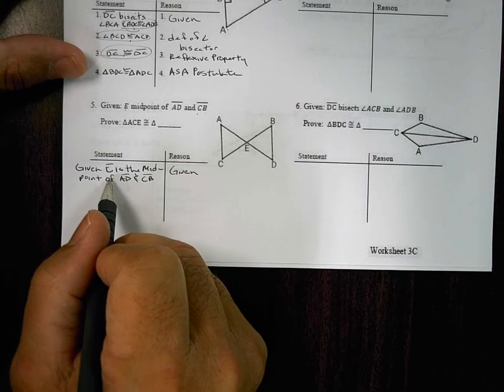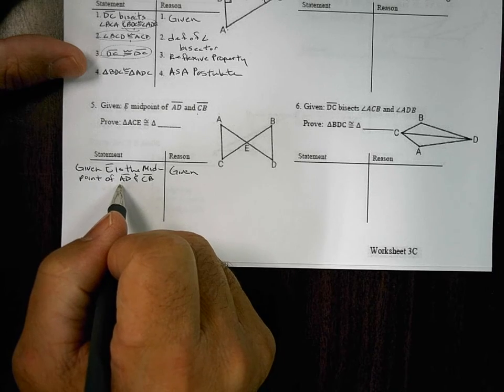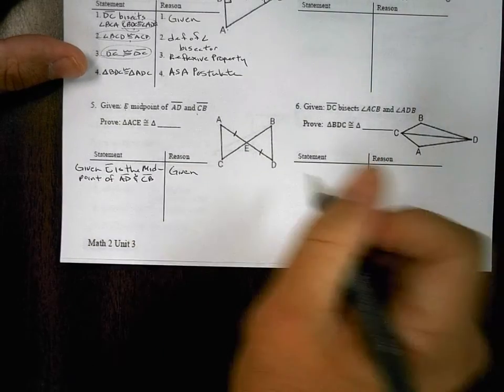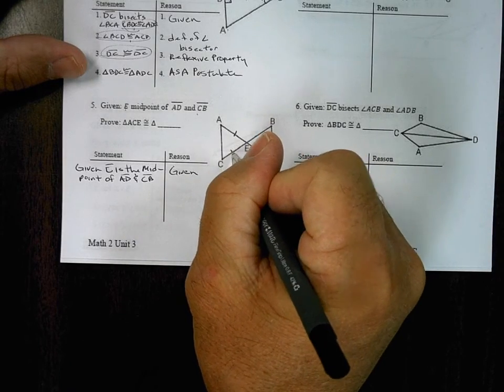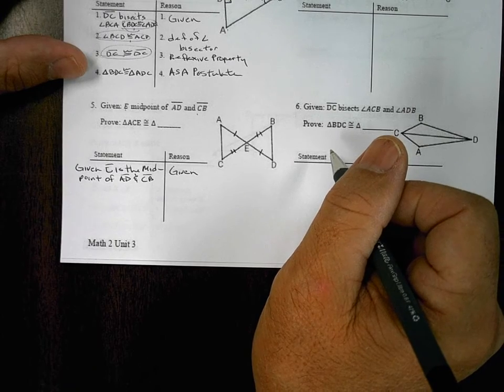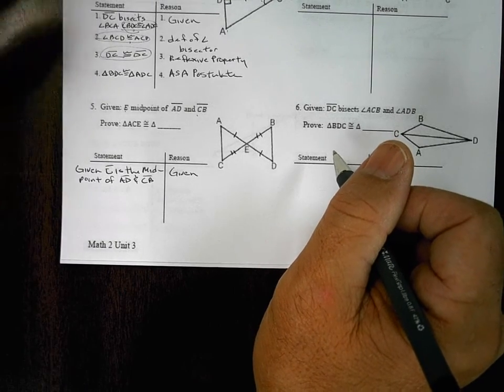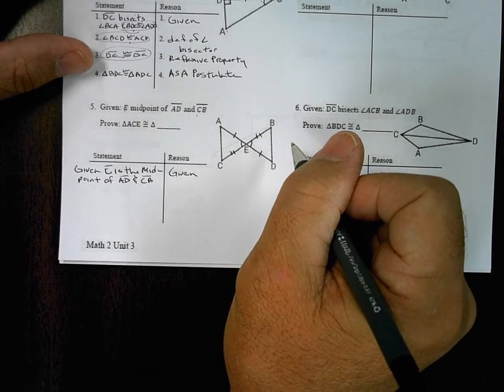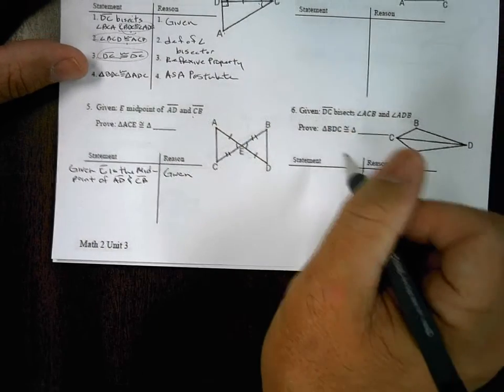All right, so let's go ahead and see what that tells us. We know that E is the midpoint of AD, so we know these two guys are going to be congruent, and CB, so we know these two guys are going to be congruent. All right, so we have 2 of our 3 things. What else do we know? Yep, you're right. Vertical angles are congruent. So now we just have to write all this down.